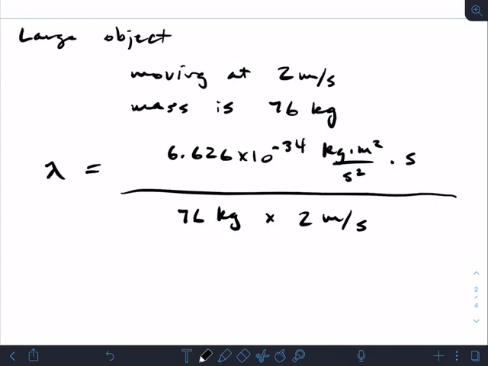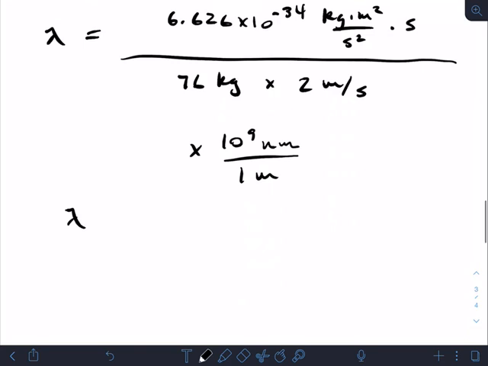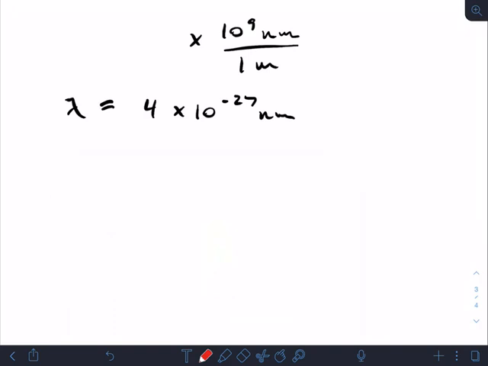Okay, and let's put this in terms of nanometers. So let's say, let me see where to write it, times 10 to the 9 nanometers in 1 meter. Okay, and so what we get is my wavelength for a macro object like me comes out to be 4 times 10 to the minus 27 nanometers. Okay. Let me put that into perspective. Not really in perspective, but let me just explain that this is incomprehensibly small.